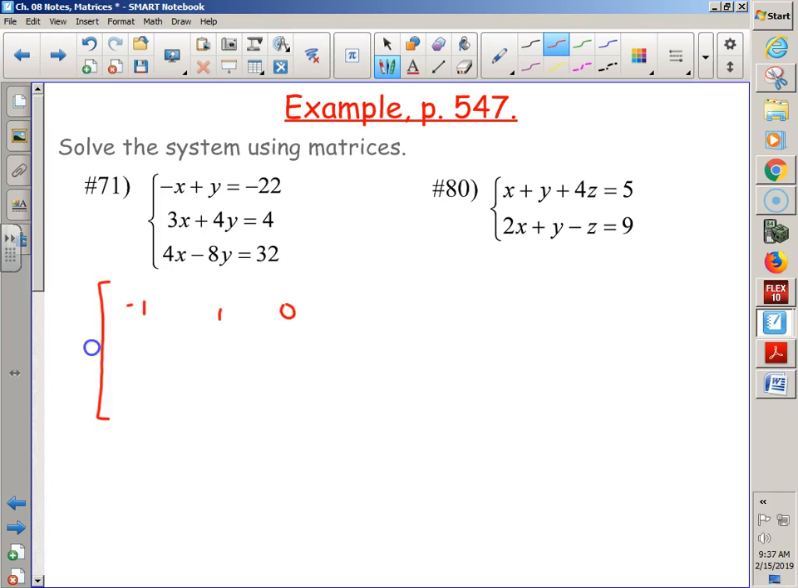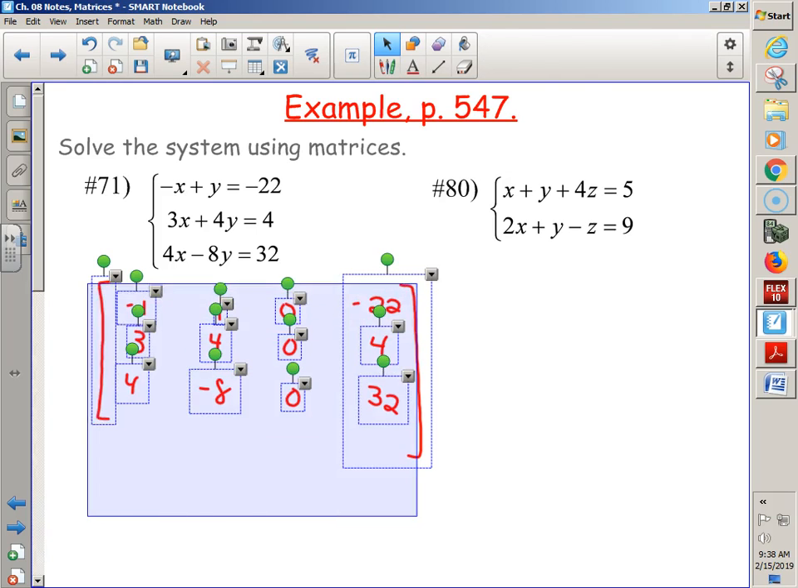Negative 1, 1. Why am I putting a 0? Because we have to make it with a little 3 by 3 over here. 3 equations, 3 unknowns. I know it's weird, but it's the way we got to go. It's the only way that RREF works. Then we're going to do 3 and 4 and 0z. Then we're going to do 4 and negative 8 and 0, 32. They didn't give us z's. All right, fine. We'll make our own and just make them zeros. Like we would do with long division, like we would do with synthetic division. If something's missing, we put zeros.